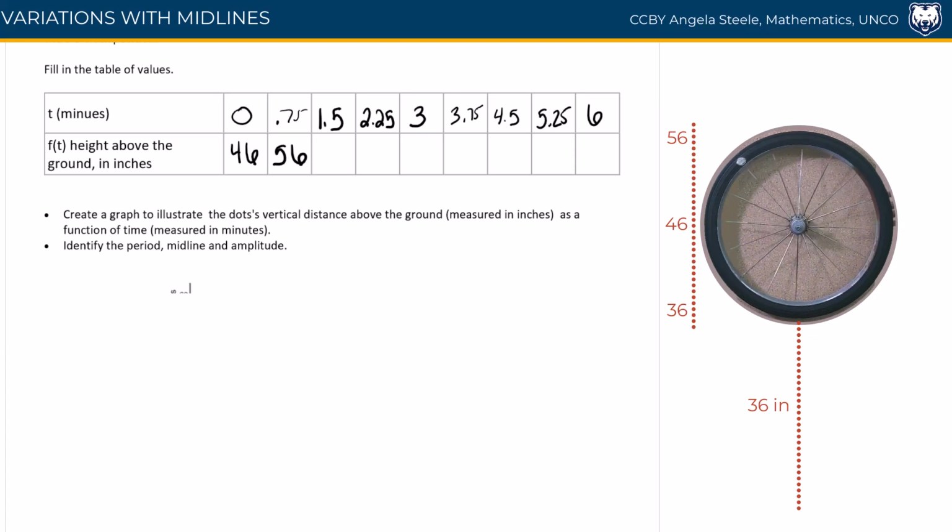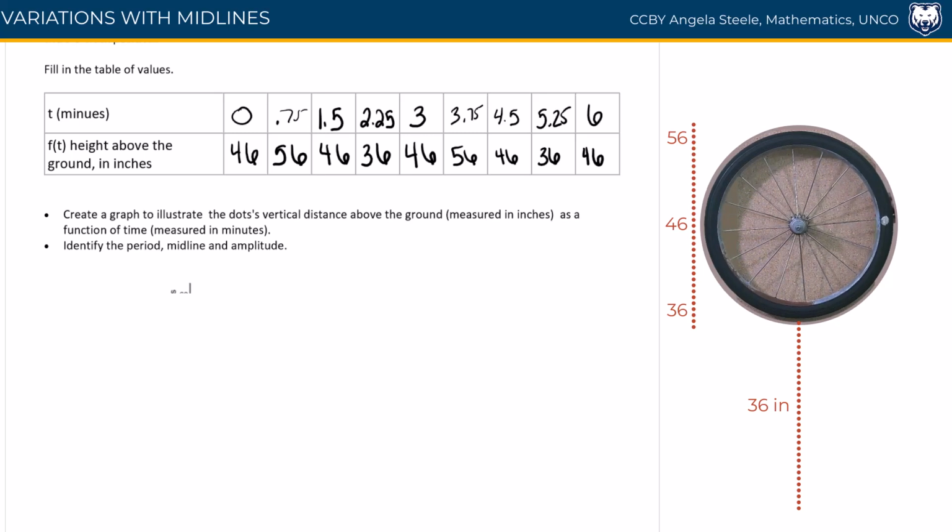At 1.5 minutes, we are back at our 9 o'clock position. And so that means we are 46 inches above the ground. At 2.25 minutes, that puts us at the 6 o'clock position, and we are now 36 inches above the ground. And then at the 3-minute mark, we are back at the 3 o'clock position, which means we are 46 inches above the ground. So again, that's the 36 from floor to the bottom of the wheel, plus an additional 10 for the radius of the circle. And then we just keep going around in the circle. So we're back at 56, 46, 36, and 46.